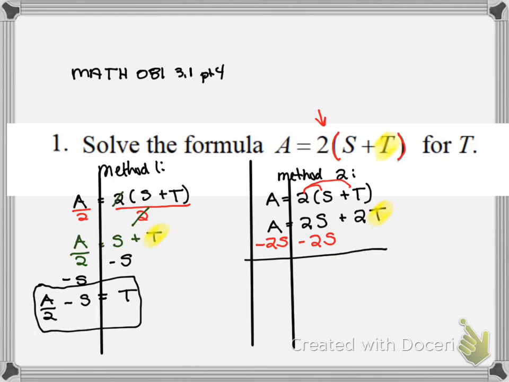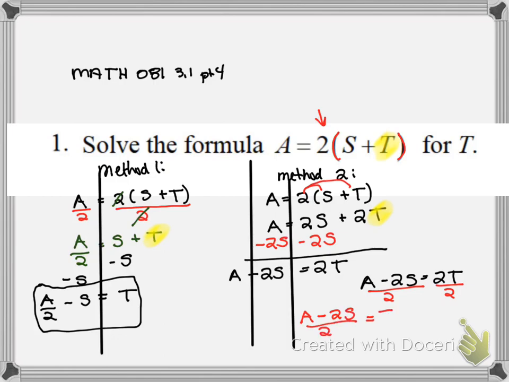Let me move this over. So I'm going to have, sorry about that, I have kind of a line in the middle there. A minus 2S is equal to 2T. Let me do that over here. A minus 2S, 2T. At this point, I still have this 2, so I have to divide everything by 2. So you could do A minus 2S over 2 is equal to T.